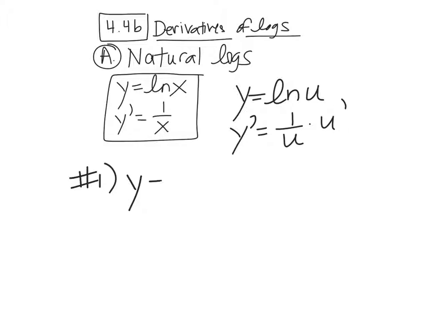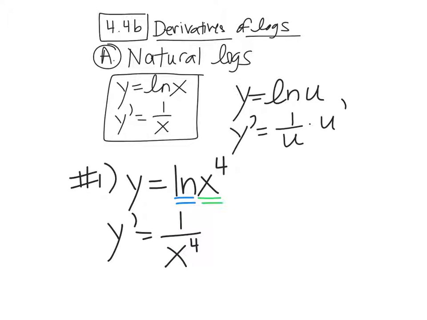So let's do y equals the natural log of x to the 4th. There's an outer function and there's an inner function. The outer function is the natural log function, and the inner function is the x to the 4th part. So take the derivative of the outer function first. The natural log of something, the derivative of that is 1 over that something. So 1 over x to the 4th, and then times 4x to the 3rd. And then you need to simplify that.